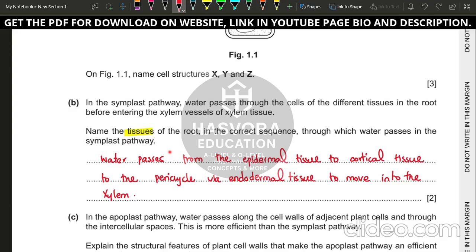So first of all, it moves to the outermost tissue, which is the epidermal tissue, and then into the cortex cells, the cortex tissue, and then into the pericycle via the endodermal tissue, in which some of the materials are selected because the apoplast pathway is just hindered at that way. Okay, so the things that can only move through the symplast pathway. So this was the answer for this question. Let's move on to part C.